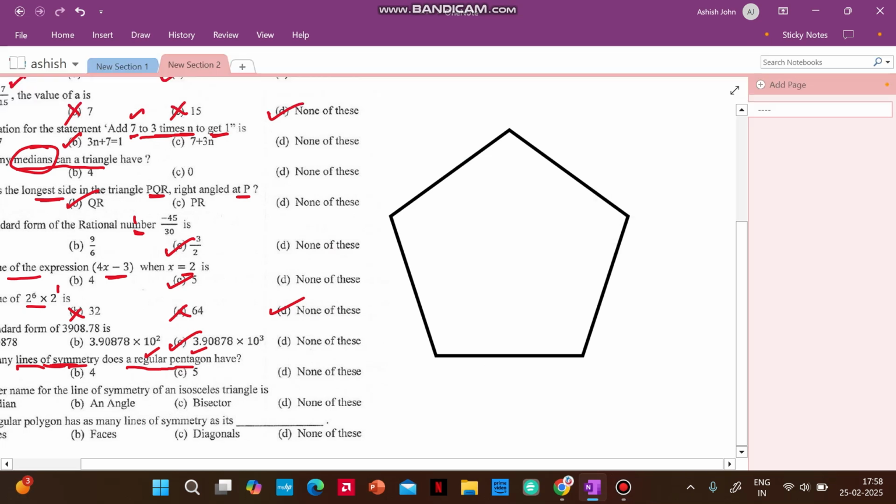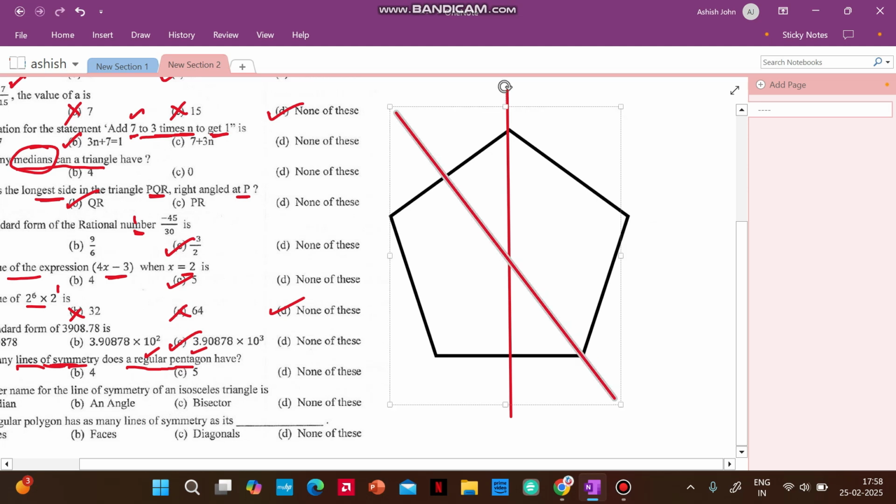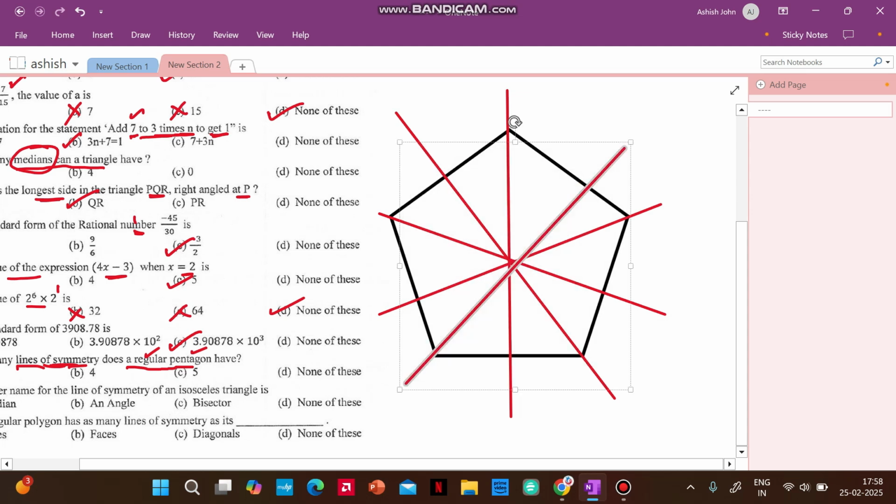This will be one of the lines of symmetry which divides it into two equal parts. This will be another line of symmetry which divides it into two equal parts. This will be another line of symmetry. This will be another line of symmetry. This will be another line of symmetry which divides it into two equal parts.